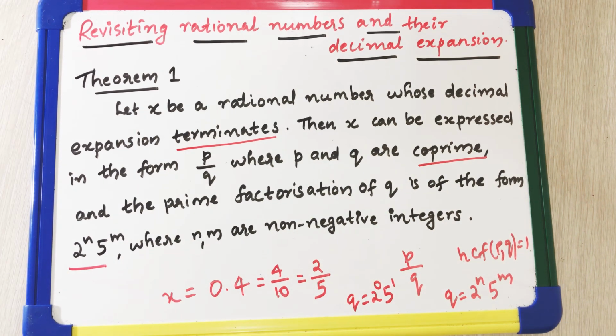Hope you understand this theorem. Theorem is very simple. If a rational number has a decimal expansion that terminates, then it can be expressed in the form p by q, where p and q are co-prime, and the prime factorization of q is of the form 2 raised to n into 5 raised to m, where n and m are non-negative integers.